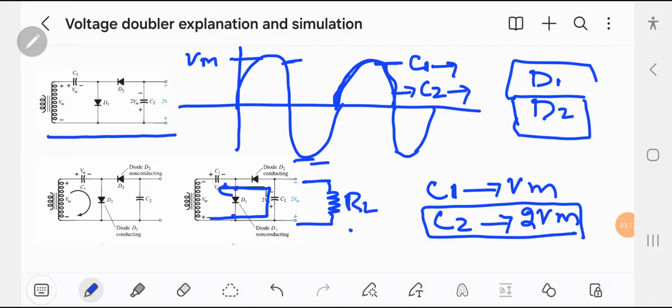What happens when a load is connected to this circuit? So when a load is connected to this circuit, C2 will discharge by 2 Vm. So let's see the simulation of this circuit.